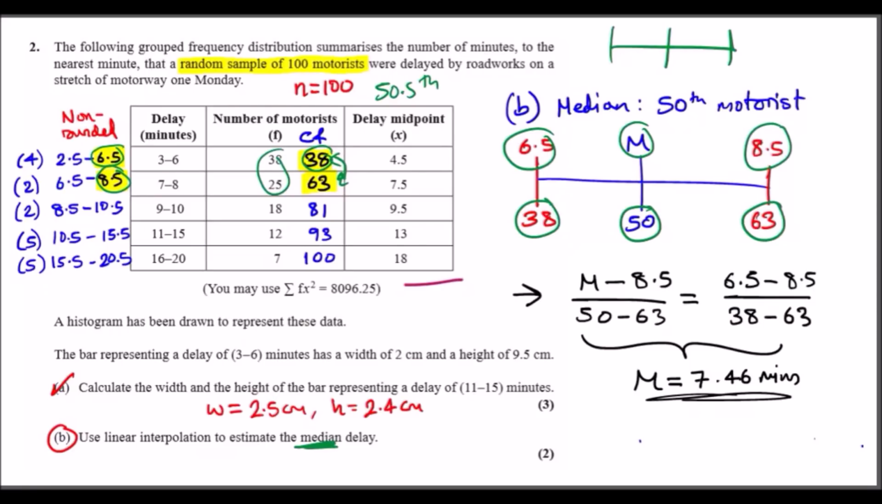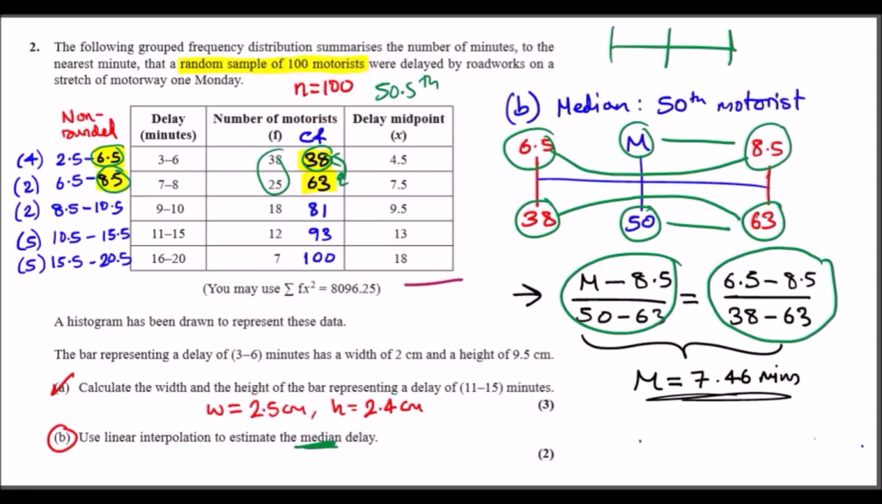The next bit is to form an equation. My trick is to just look at this and find common ratios. So I'll say, all right, hang on. Between the median and 8.5, the difference between these two must be equivalent to the difference between 50 and 63. So that's why I put them over like a ratio. Then I pick another comparison. I chose, just to make it easier, the difference between 6.5 and 8.5 is equivalent to the difference between 38 and 63. And that's why I made a ratio like that. And all you do now is evaluate this and make m the subject.